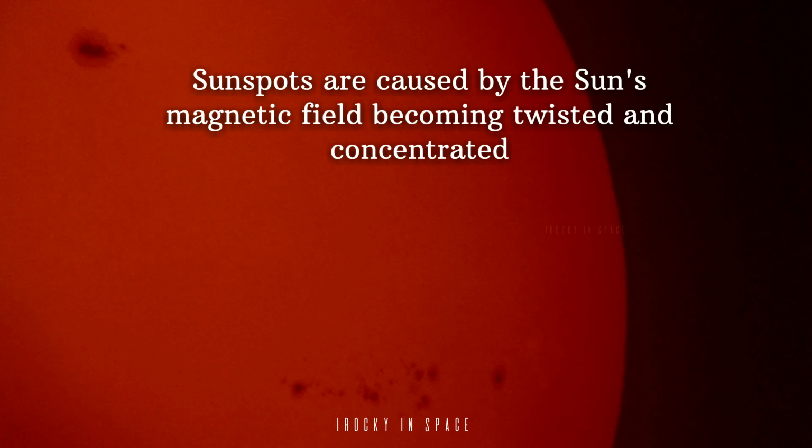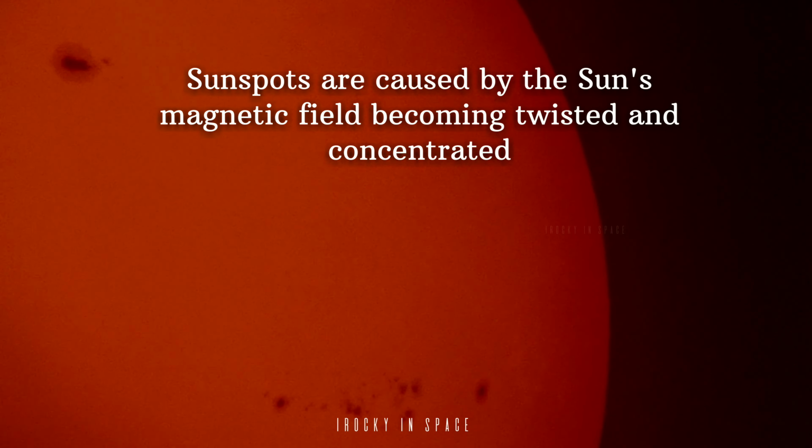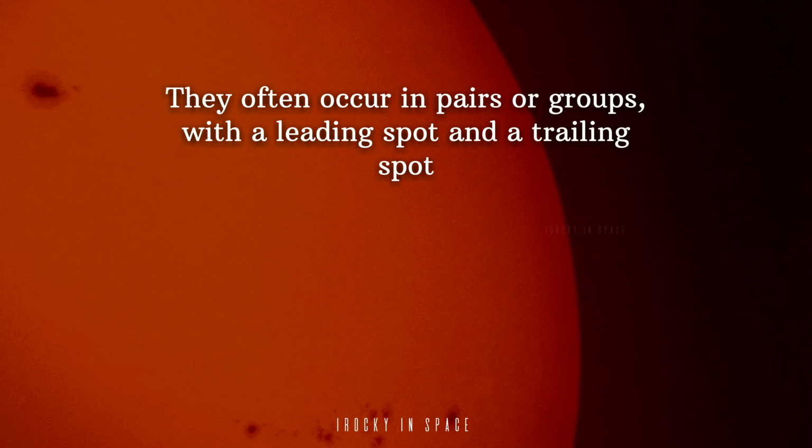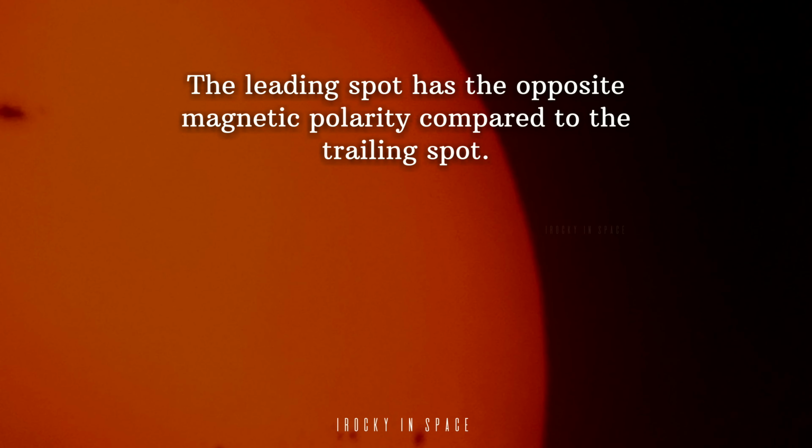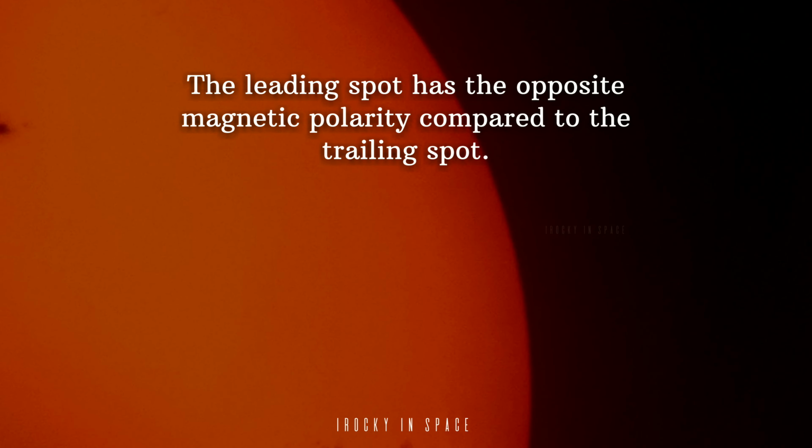Sunspots are caused by the Sun's magnetic field becoming twisted and concentrated in certain areas. They often occur in pairs or groups, with a leading spot and a trailing spot. The leading spot has the opposite magnetic polarity compared to the trailing spot.